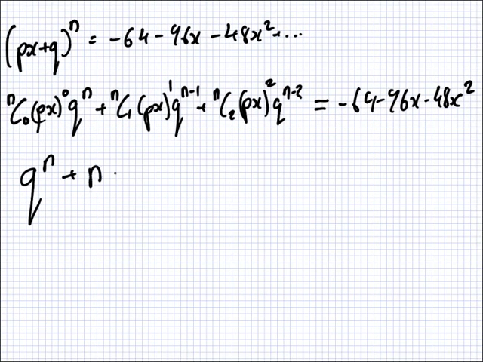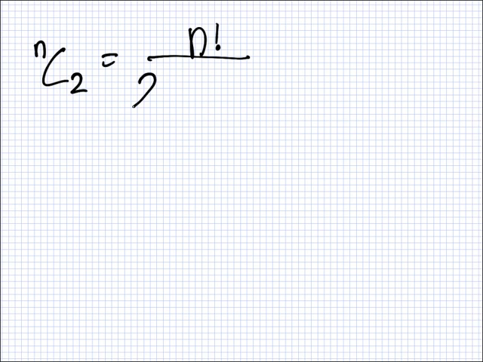Plus n p q to the n minus 1 x, plus. Now nC2 is a little bit harder. We'll have to do some work on the side for that one. You'll have to remember the formula for nC2. What's the formula? What's on the top? Do you remember? n factorial, divided by r factorial times (n minus r) factorial. So in this case it'd be n factorial over 2 factorial times (n minus 2) factorial.